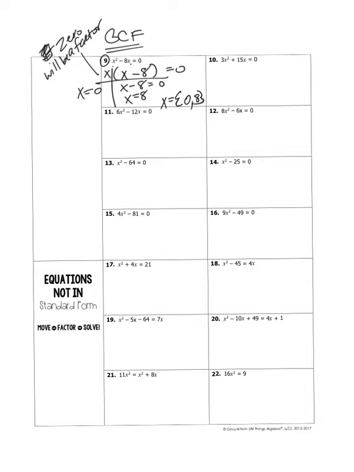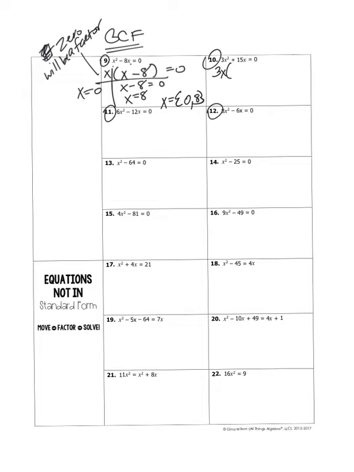Number 10. We still have a GCF, so these are GCF examples. This time I see that there's a factor of 3 in each of these coefficients, so I can take that out. And there's an x in each of these terms, so I can take that out.